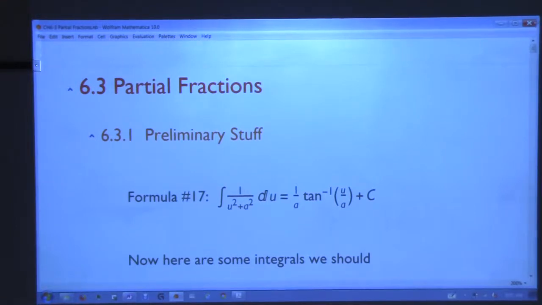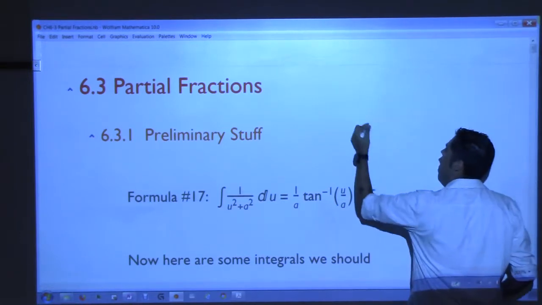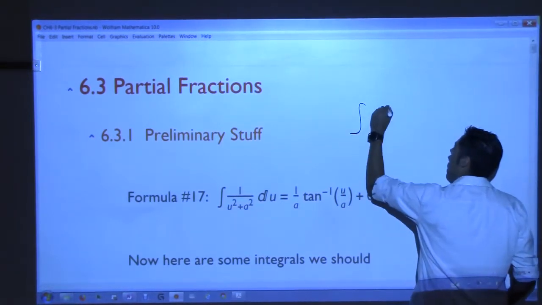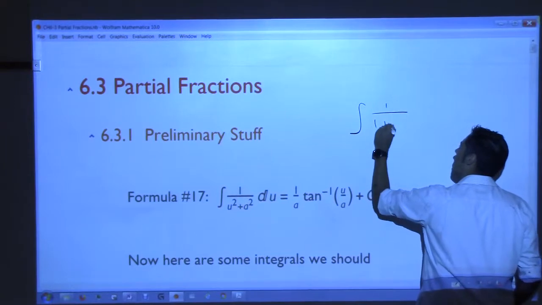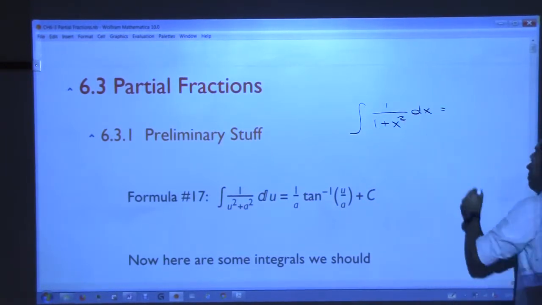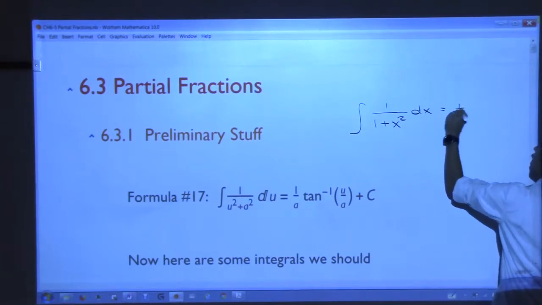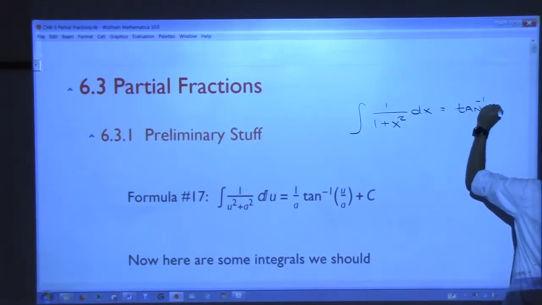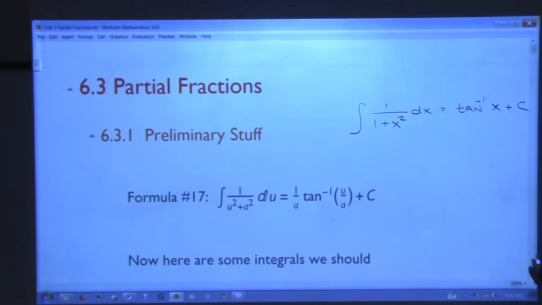All right, so the first thing I want to point out is that we had a formula that I asked you to remember, and it was this one right here. I said this comes up a lot, and I told you that the antiderivative of that would be arctangent of x plus c.